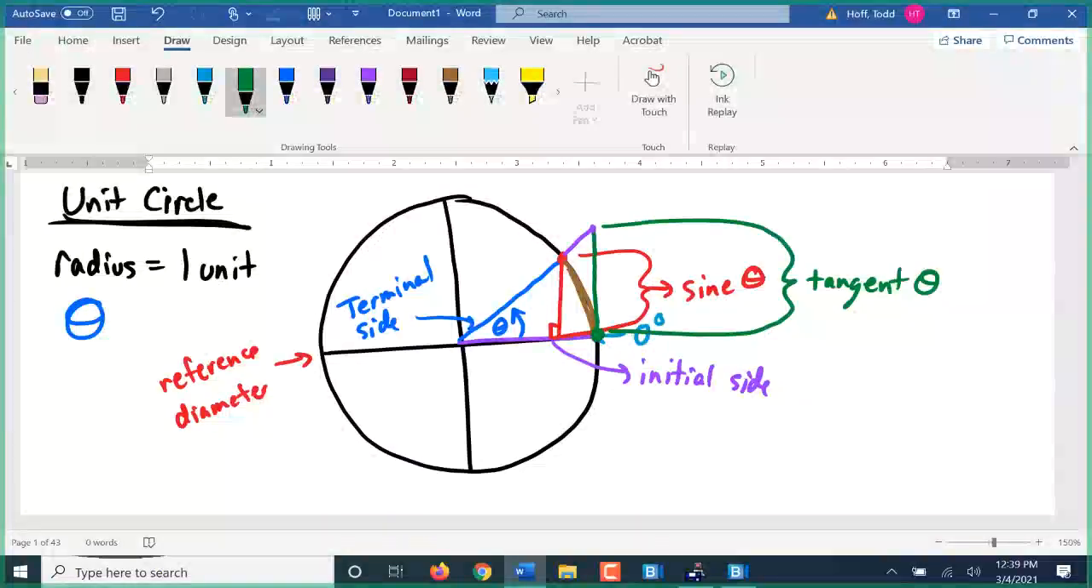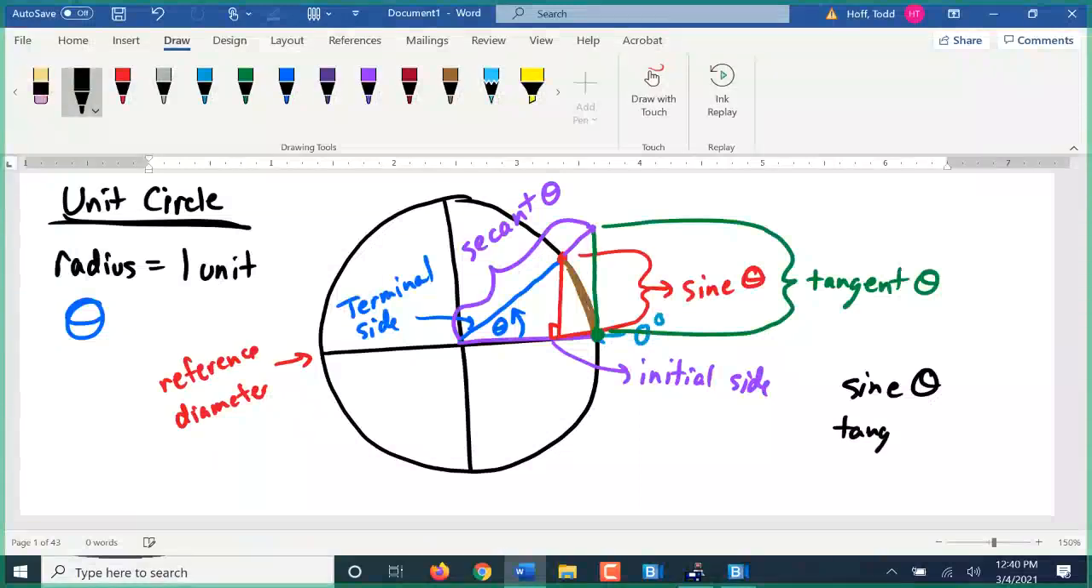And now we have this piece over here that contains points both inside the circle and outside the circle. A line or a segment that does that is called a secant. So that length is the secant of our angle theta. Those are the 3 main trig functions: sine of an angle, tangent of an angle, and the secant of an angle.